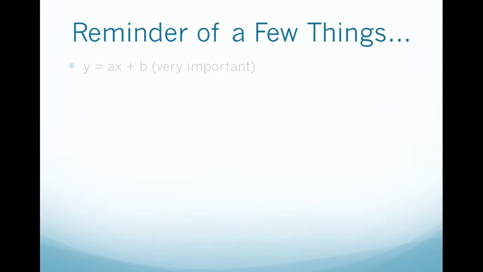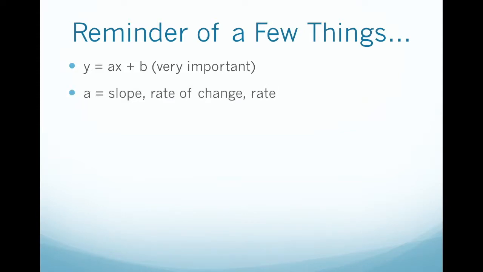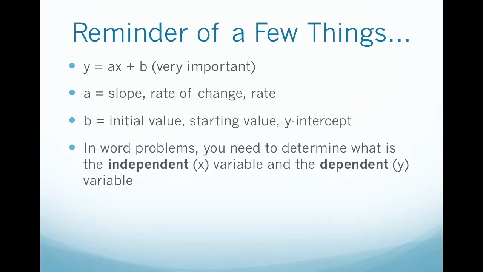Just a reminder of a few things. As always, y equals ax plus b. This is very important. This is the basis of our unit, where a is the slope, the rate of change, or the rate. B is the initial value, the starting value, or the y-intercept. In word problems, you need to determine what is the independent x variable and the dependent y variable. So keeping all of these in mind, which you've already seen because you've seen some word problems, but now we're just going to be doing it with a little bit more.